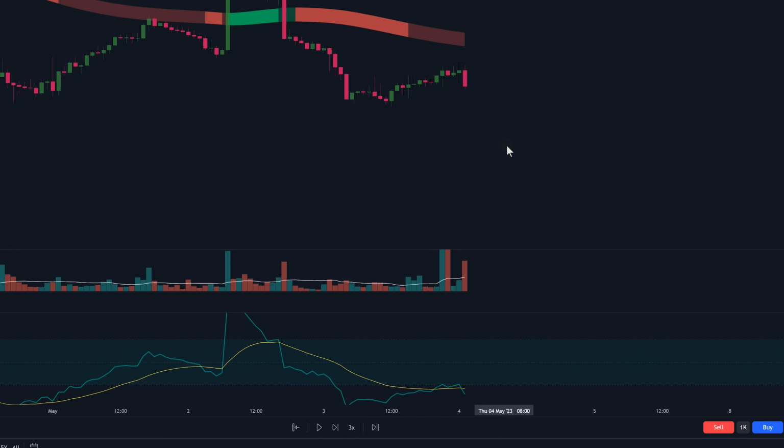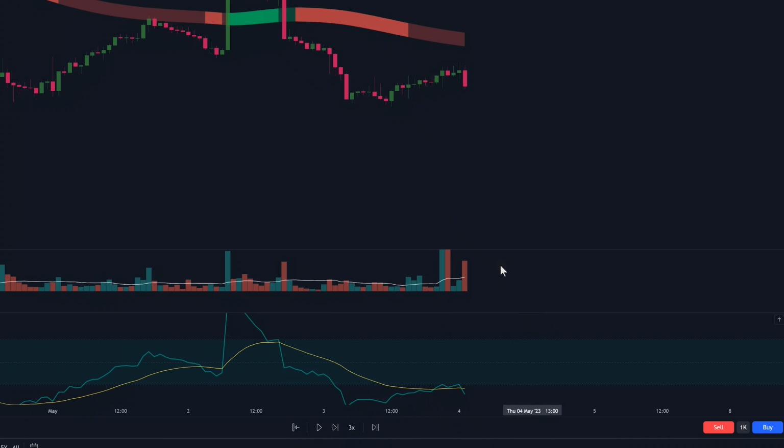The second condition is that during this crossover, the trend ribbon of the market bias indicator should be colored dark red to indicate a pullback in a bearish trend. The reason why this crossover needs to happen during a pullback is because it's going to allow us to enter our trade at a discounted price.